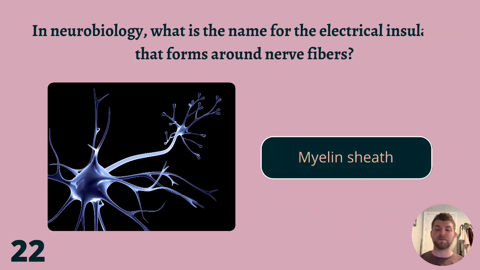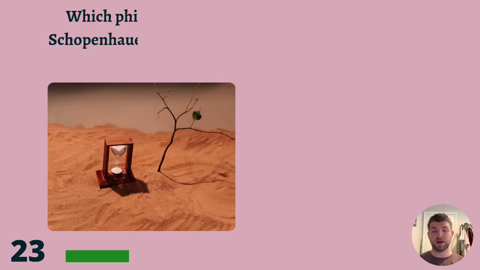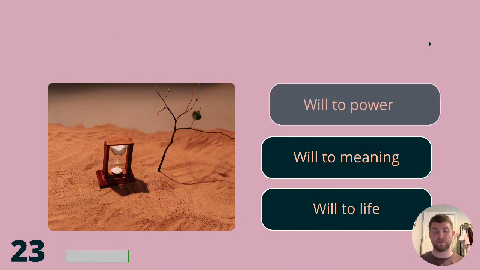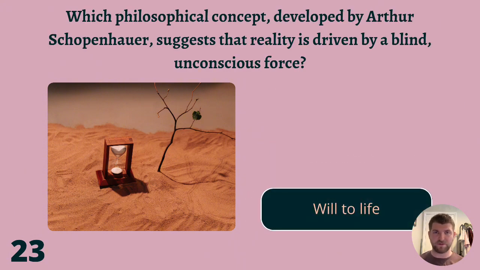The correct answer is myelin sheath. 23. Which philosophical concept developed by Arthur Schopenhauer suggests that reality is driven by a blind unconscious force? Will to power, will to meaning, or will to life? The correct answer is will to life.